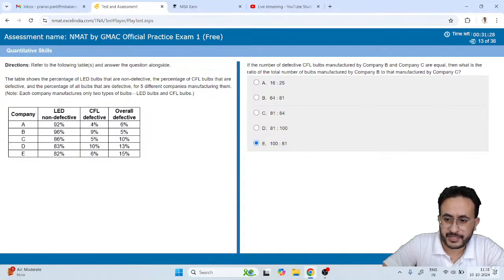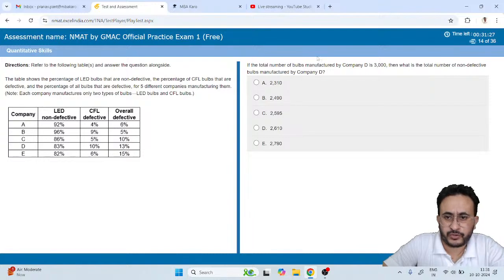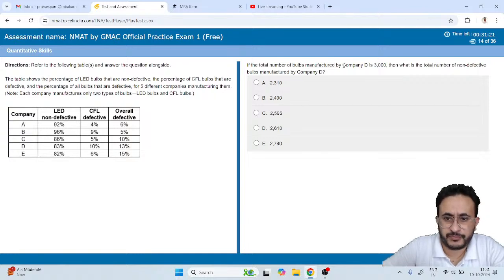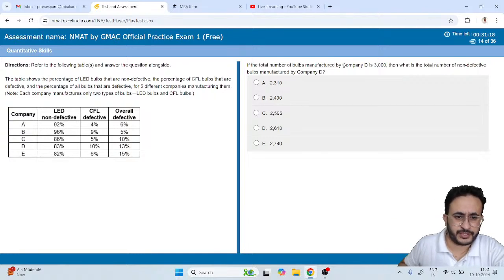I'll just choose some random one, not able to get this. Total number of bulbs manufactured by D is 3000. Okay, we need to find the total number of non-defective bulbs. If you look at this question, this is an easy one.